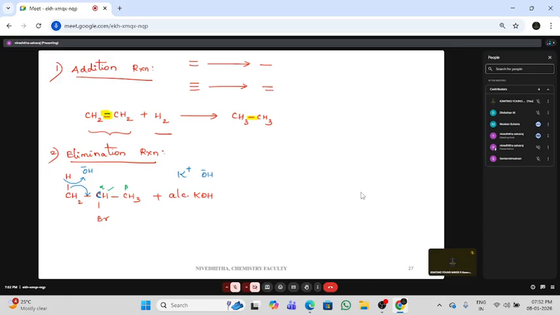which is unstable obviously. So the bromine atom will take this chemical bond and get removed as Br minus. So Br minus will combine with K plus to get converted into KBr. So now my product is CH2 double bond CH single bond CH3. That's it.